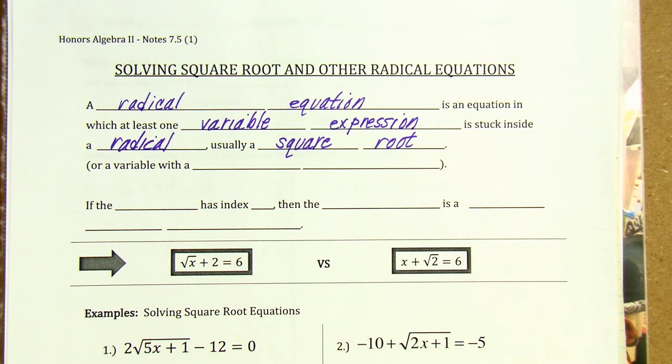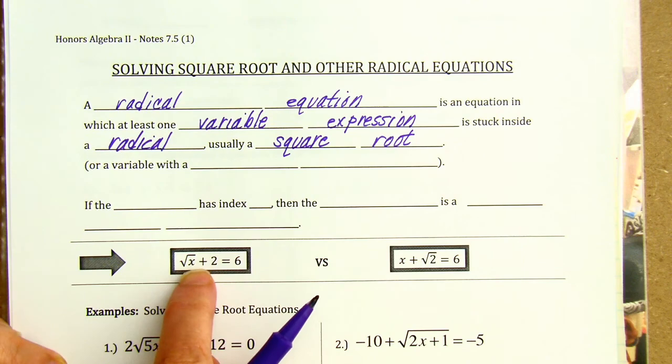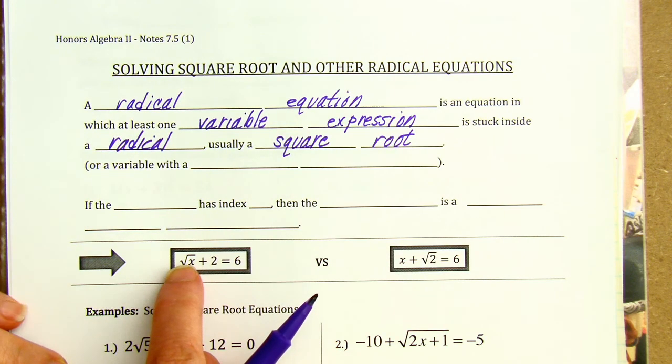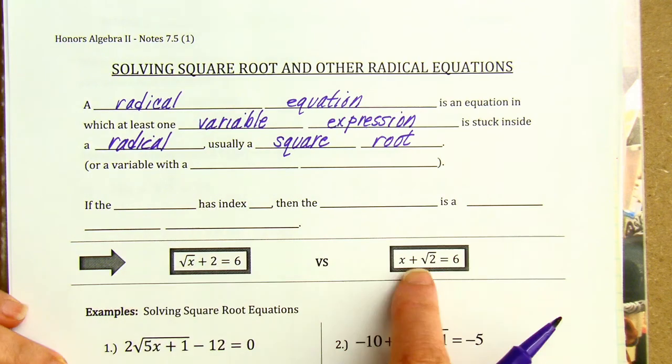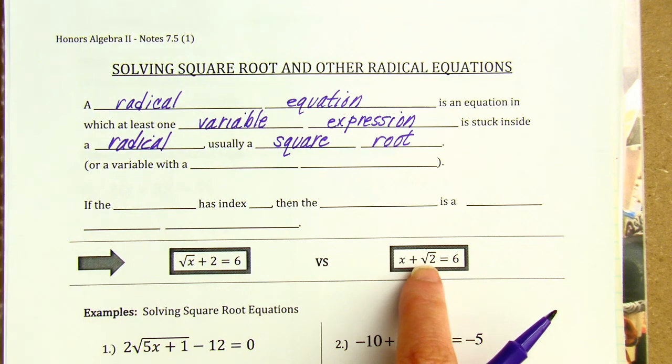So a radical equation is an equation in which at least one variable expression is stuck inside a radical, usually a square root. If I look at this example, my variable expression is x, and it's stuck inside the square root. Over here, this is not a radical equation because the variable is not stuck inside the radical. Square root of 2 is a real number. It's some decimal.